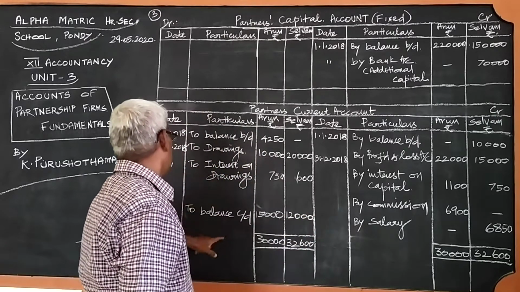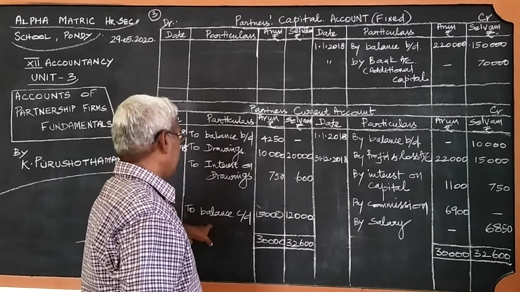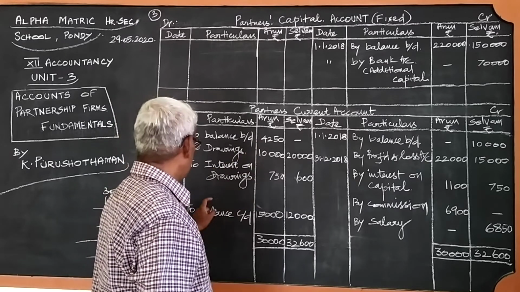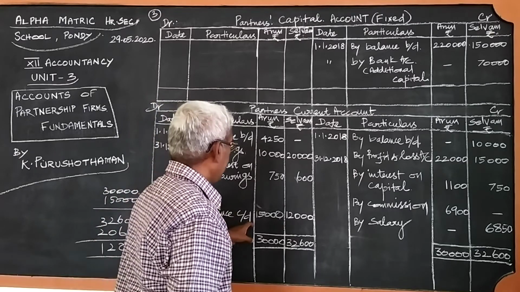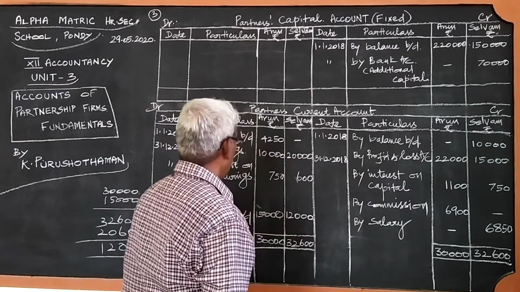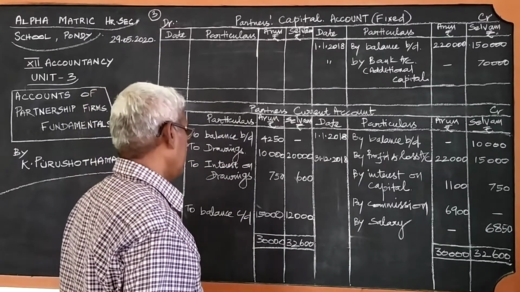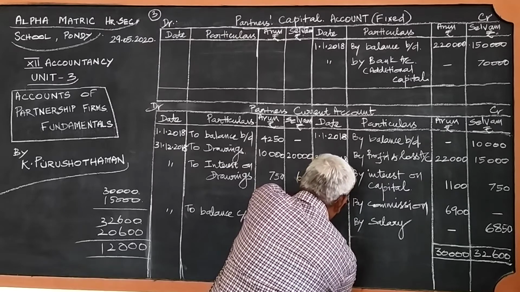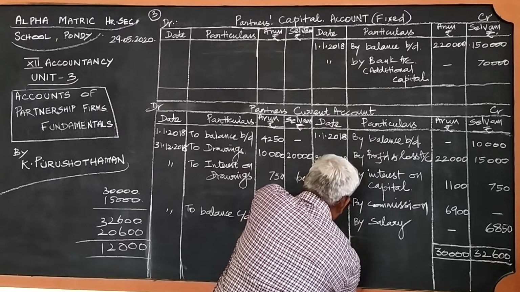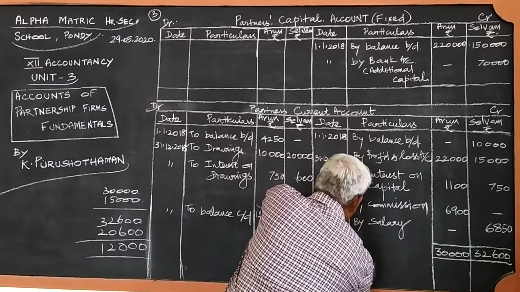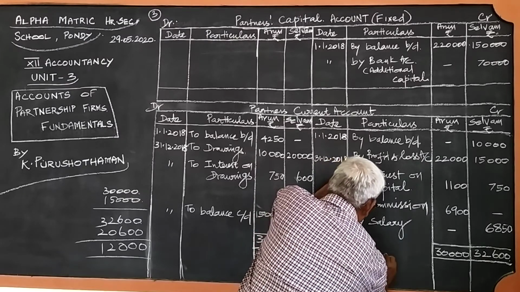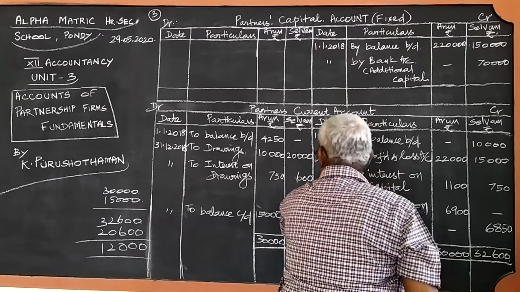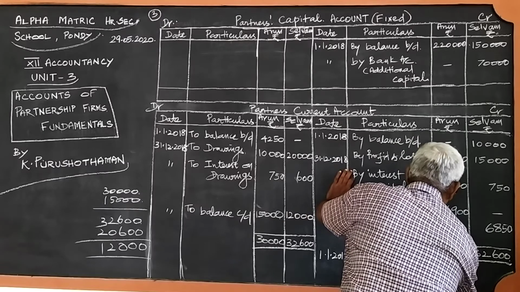Since we have already written for Arun the balance carried down, the same side Selvam is also getting the balance. Therefore, we are writing to balance carried down 15,000 for Arun and 12,000 for Selvam. So the next month, first date, 1/1/2019, by balance brought down 15,000, 12,000.